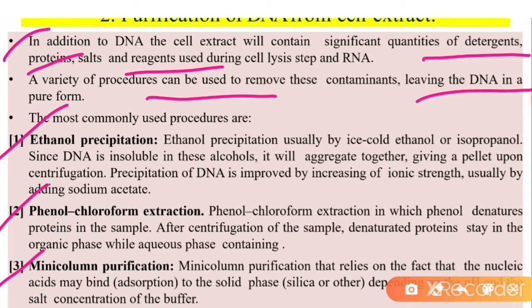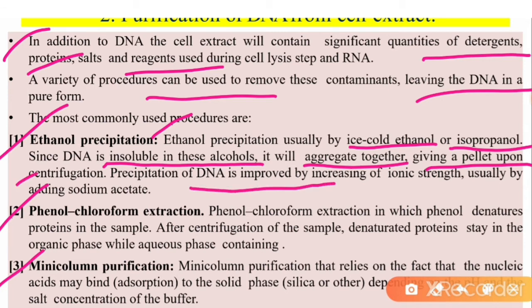In ethanol precipitation, ice-cold ethanol or isopropanol is used. DNA is insoluble in these alcohols, so it will aggregate together, giving a pellet upon centrifugation. Precipitation of DNA is improved by increasing the ionic strength, usually by adding sodium acetate.